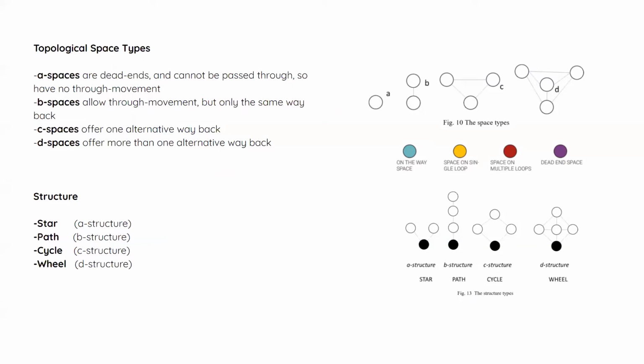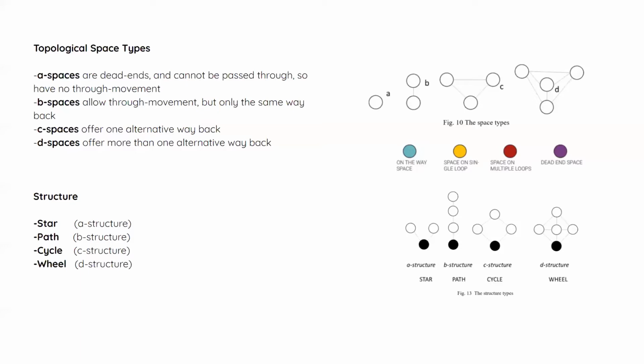A star structure is formed when a central space branches out into different dead-end spaces. A star structure has high integration, high local choice and low traversability. It has zero directional movement. A path is formed when a series of spaces are laid out one after the other and terminate on one end. A path structure has low integration, low local choice and low traversability. It offers one directional movement.